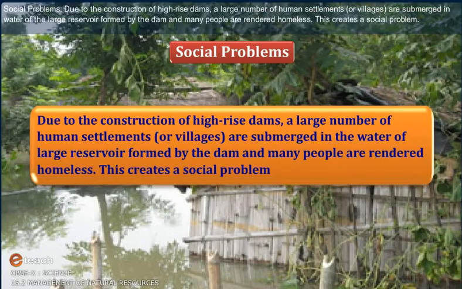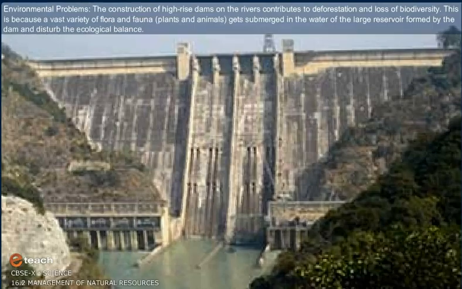Social problems. Due to the construction of high-rise dams, a large number of human settlements or villages are submerged in the water of the large reservoir formed by the dam, and many people are rendered homeless. This creates a social problem.